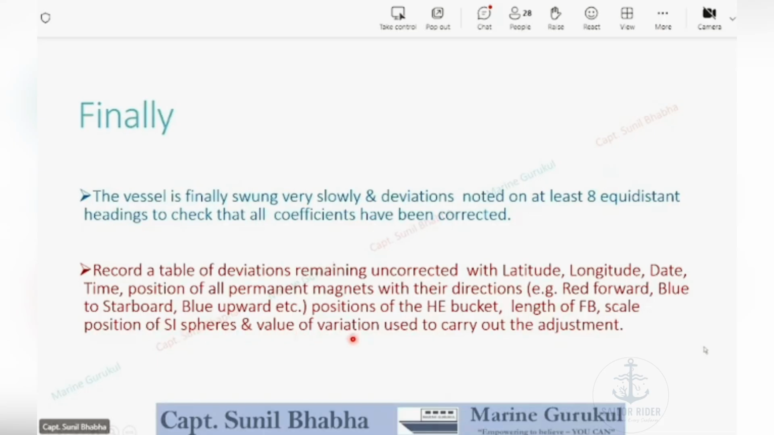Also, the value of variation present at that location, which was also used to carry out the adjustment, is noted down in the deviation card, thus completing the correction of the compass and preparation of the deviation card.